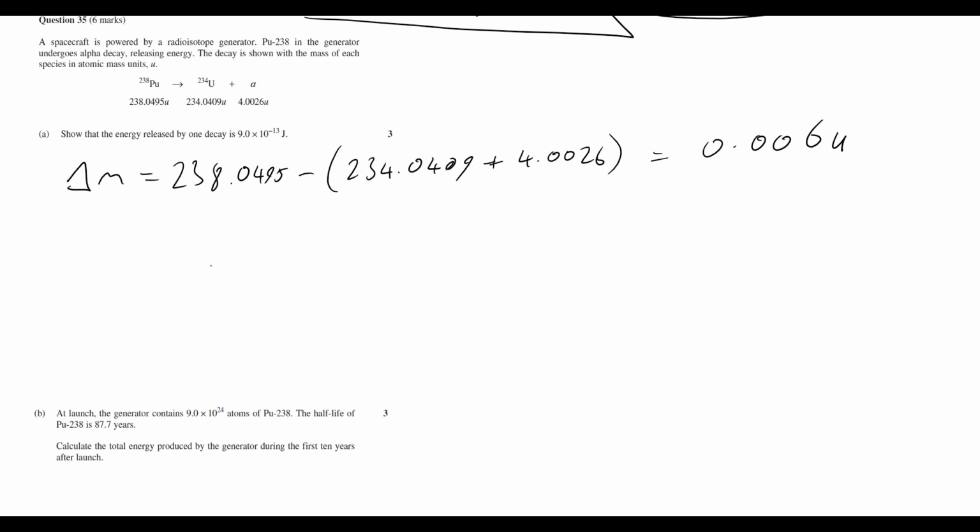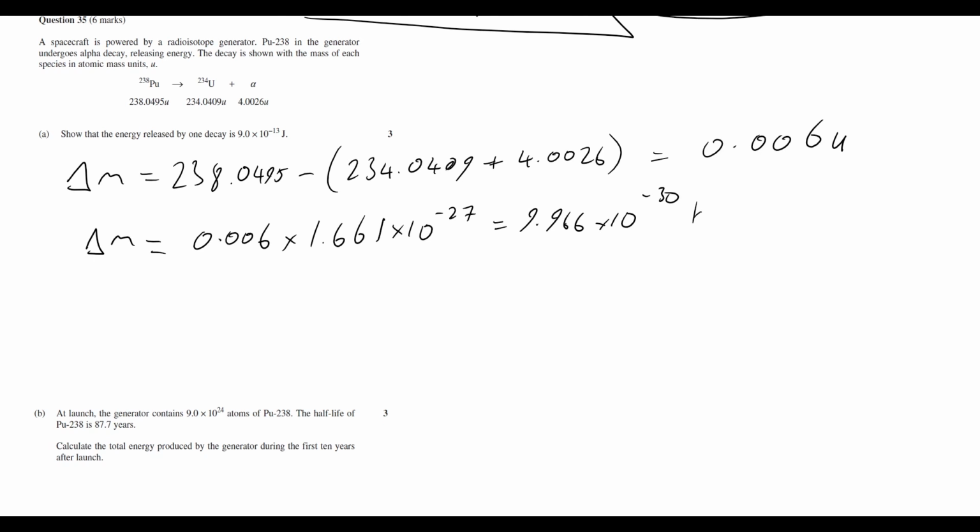Okay, so now if I want to convert this from atomic mass units into SI kilograms, then all we need to do is times that by this constant here, and then we'll be able to say that delta M, the change in mass, is equal to 0.006 times this constant here, 1.661 times 10 to the negative 27, which equals 9.966 times 10 to the negative 30 kilograms.